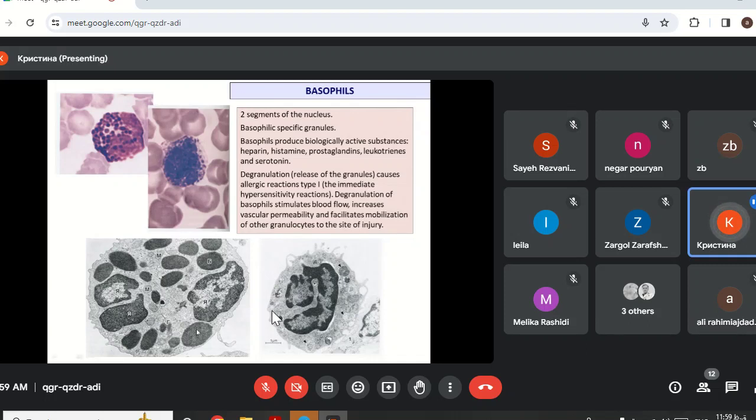And this is how a basophil looks in the electron microscopy picture. Segments of the nucleus here. No bridges are seen in this particular picture, and these are large granules of the basophil. In this picture, you can see the bridge between segments and large granules.